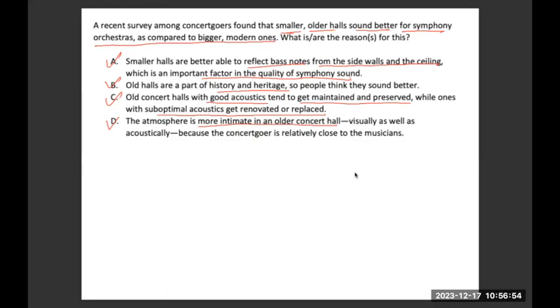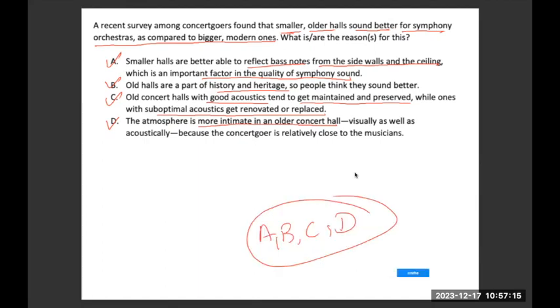Now, if you look at modern day concert halls, the distance between the musician and the people visiting the concert is actually quite a lot. You cannot see the musician, versus in the older ones, you are in quite close proximity to the musician. So all the options A, B, C, and D are correct in this case.